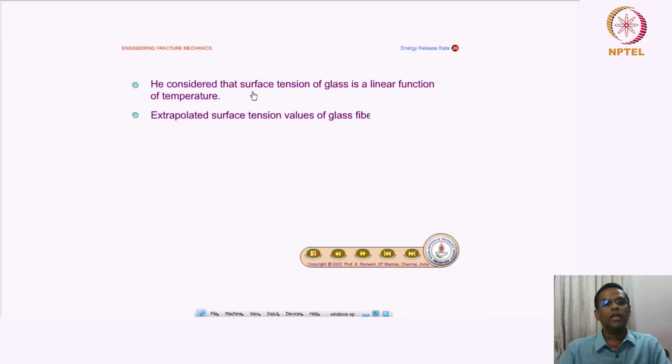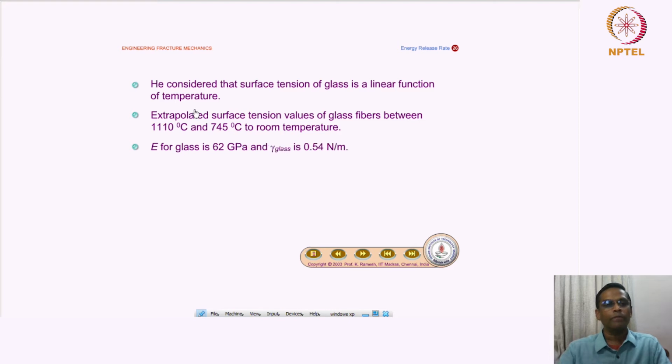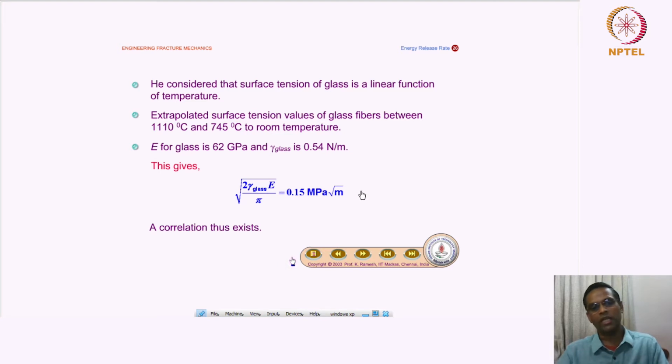He considered that the surface tension of the glass is a linear function of temperature, and extrapolated surface tension values of the glass fibers between 1110 degrees centigrade and 745 degrees centigrade to room temperature. He considered E for glass to be about 62 GPa and the surface energy of glass 0.54 Newton per meter. This analysis gives 0.15 MPa square meter. So this is the right hand side of this expression.